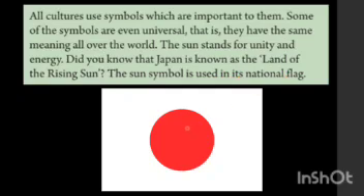So symbols play an important part. They are an important part of a flag. Even all cultures use symbols which are important to them. Some symbols have become universal. Universal means of the whole world. In that way, they have the same meaning all over the world. For instance, the sun stands for unity and energy. Japan has the sun symbol in its flag because it is known as the land of the rising sun.